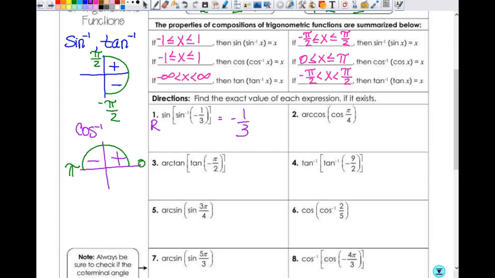Okay? Because the sine of the sine inverse would be negative 1/3 if that number falls within these little ranges. Okay?